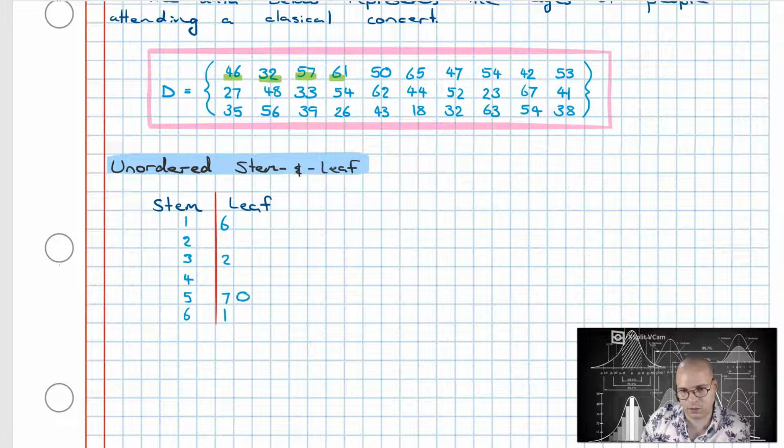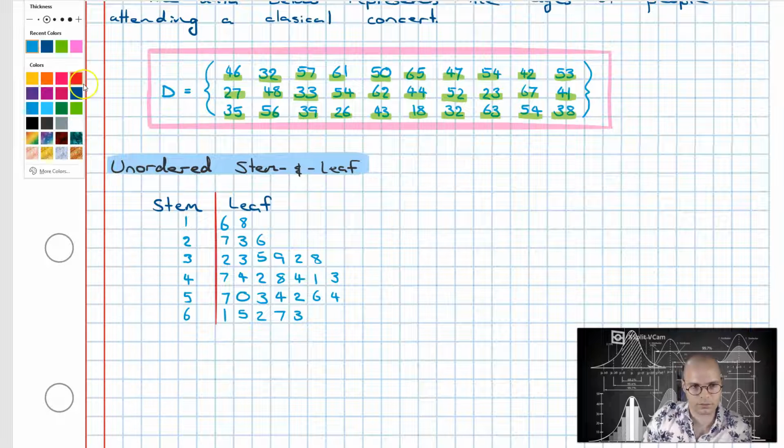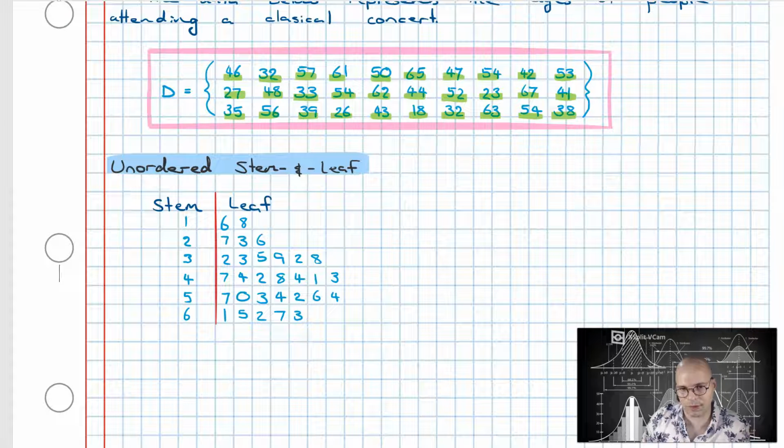What you can see here is I'm trying to space everything out in an even manner. The reason for this is if I don't space it, then I'm not going to be able to see the spread of the data very accurately. So I'm going to do this for the rest of the data set now. Alright, the data is now in my stem and leaf plot.